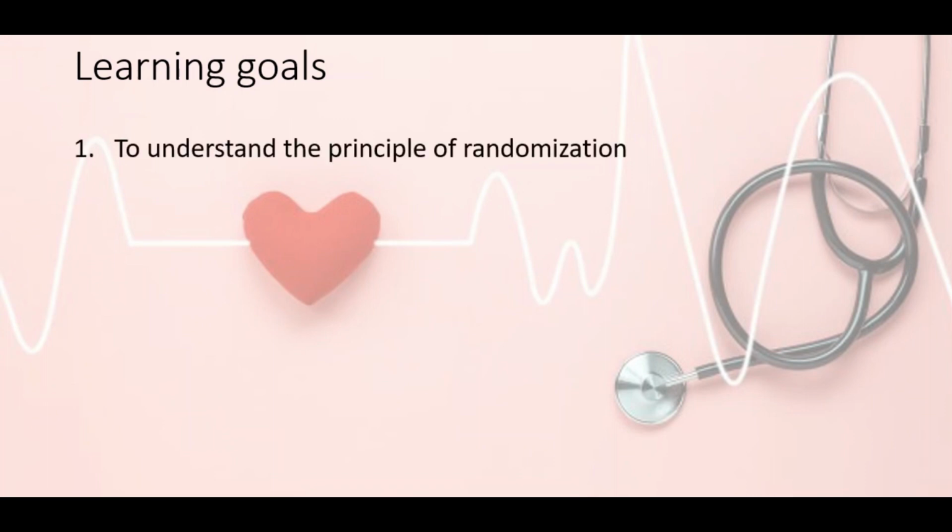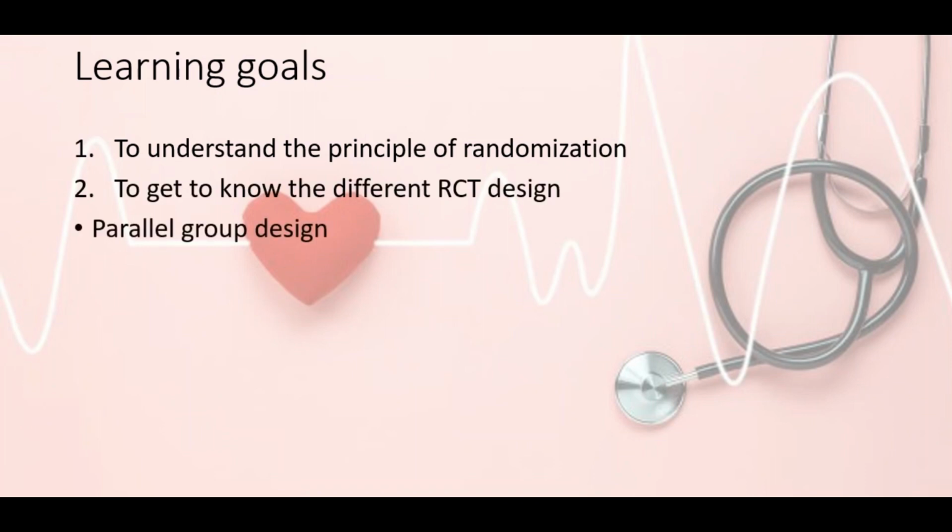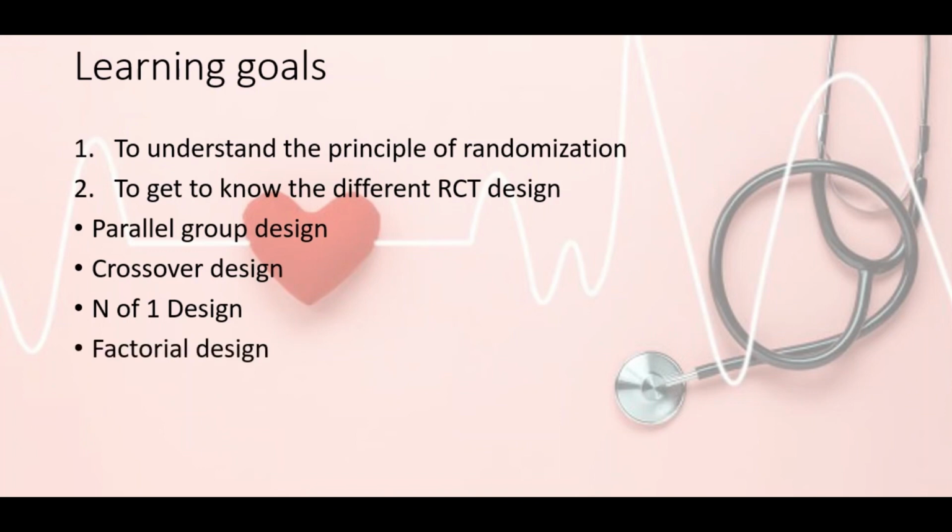And here are some learning goals. First, to understand the principle of randomization. Second, to get to know the different RCT designs. And we should know about the parallel group design, crossover design, N-of-one design, factorial design, cluster design, and adaptive design.